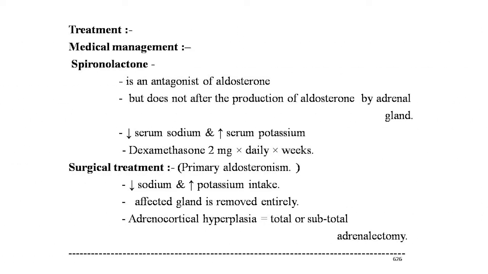Now the treatment. First is the medical management, in which spironolactone is an antagonist of aldosterone but does not alter the production of aldosterone by the adrenal. Decreases serum sodium and serum potassium. Dexamethasone 2 mg daily per week. Surgical treatment: in primary aldosteronism, decrease the sodium and increase potassium intake. The affected gland is removed entirely. In adrenocortical hyperplasia, total or subtotal adrenalectomy should be performed.